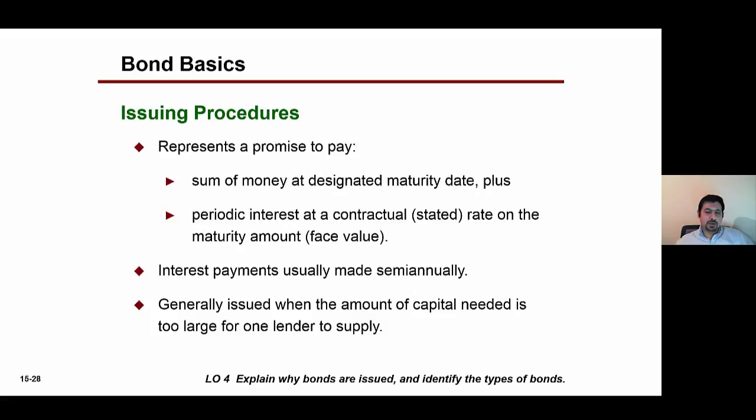And the amount of money at that point, because the capital is too large to be borrowed from a single lender, the companies would issue bonds, and at this point they will be able to raise cash or to raise capital from all the people who will be buying those bonds.